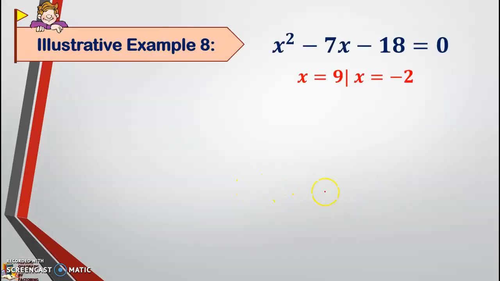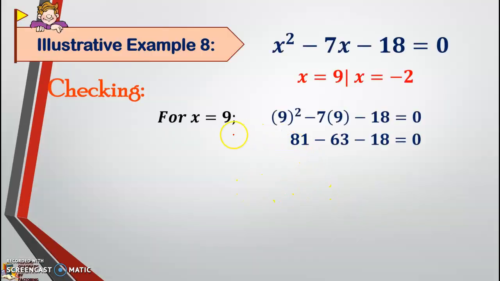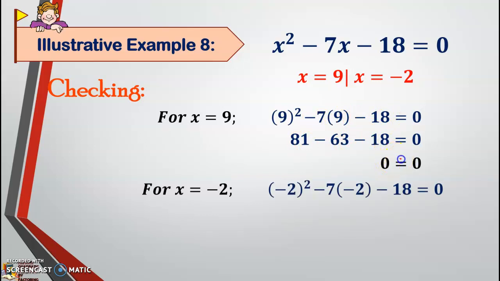For the checking, we substitute the values directly. 9 squared minus 7 times 9 minus 18. Yes, 81 minus 63 minus 18, that will just give us 0. Negative 2 squared minus 7 times negative 2 minus 18 equal to 0. So 4 plus 14 minus 18 is just equal to 0 again.